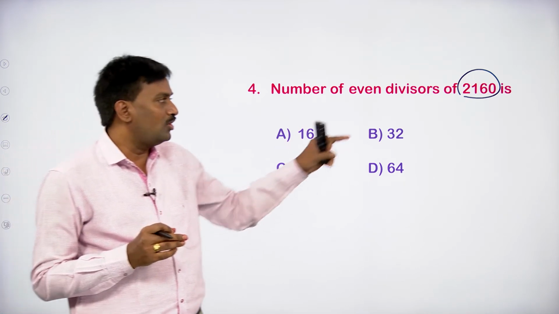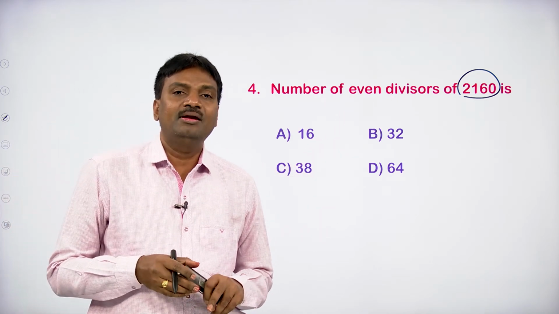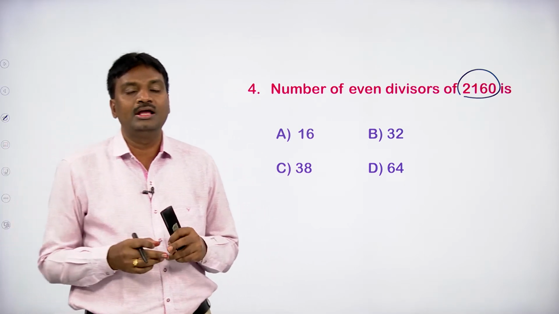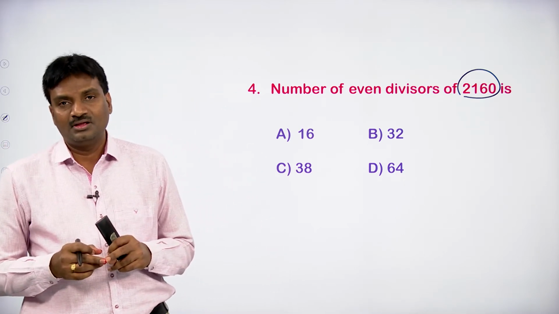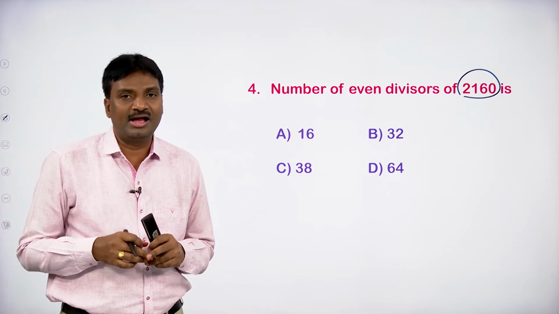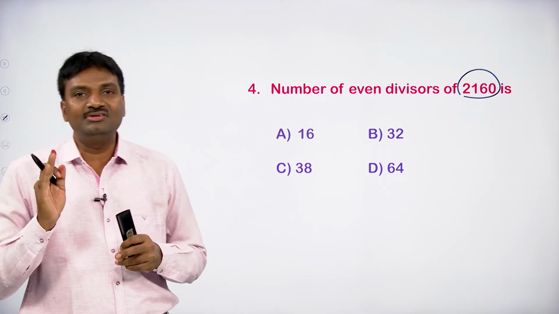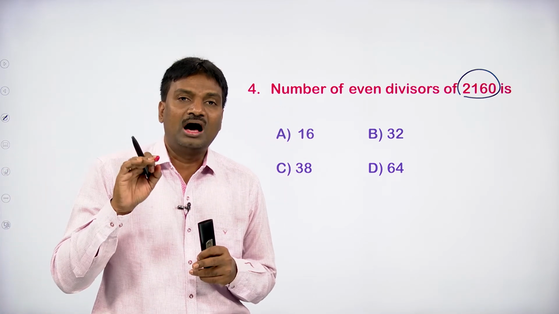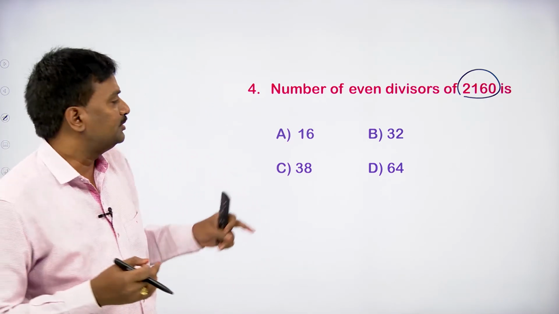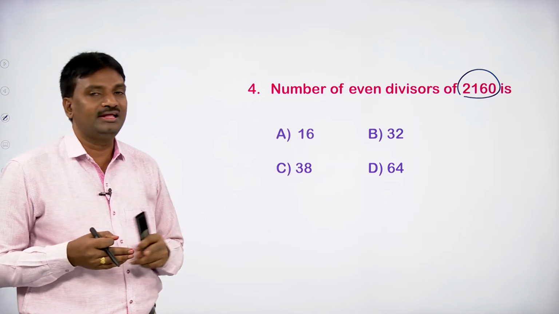Here also, first we have to express the given number 2160 in the form of p1 power alpha 1 into p2 power alpha 2 into p3 power alpha 3 and so on, pk power alpha k. We have to express the given number 2160 as the product of prime factors. After getting that, the number of even divisors formula is alpha 1 into (alpha 2 plus 1) into (alpha 3 plus 1) and so on. With respect to that you will get the answer. Answers are A 16, B 32, C 38 and D 64.